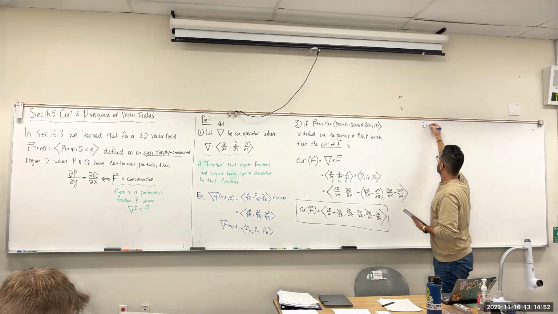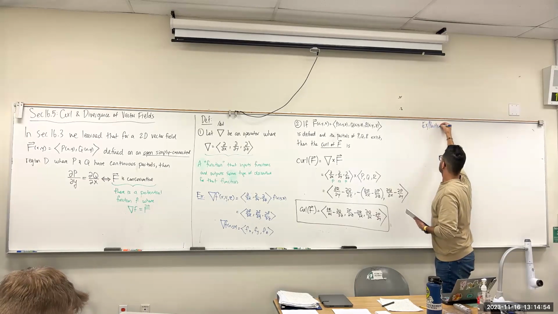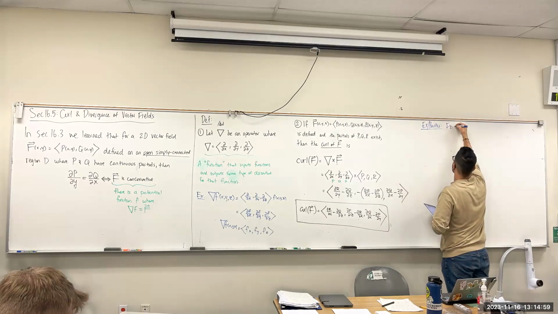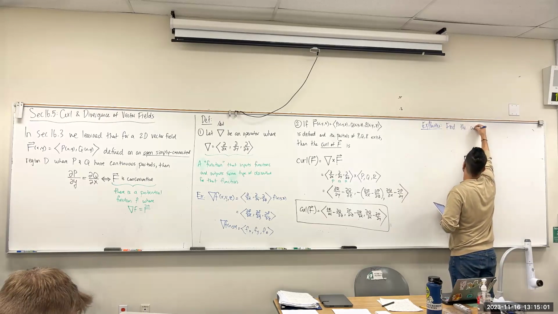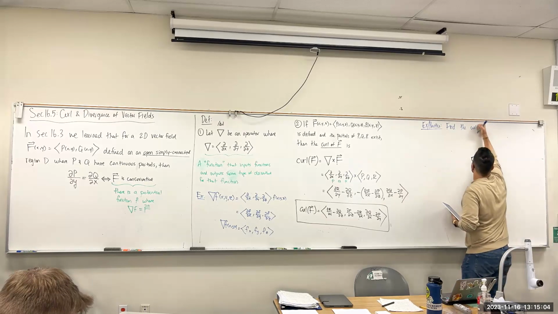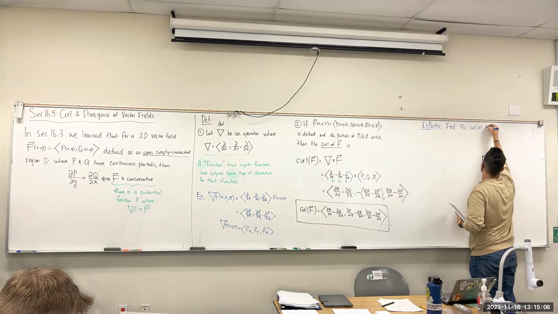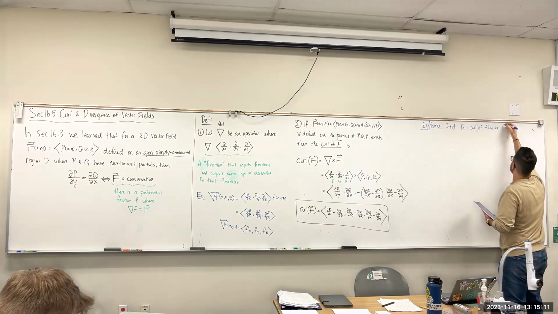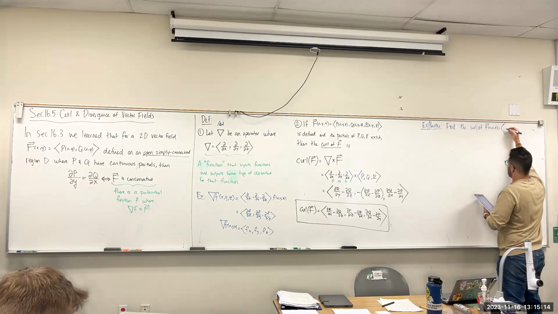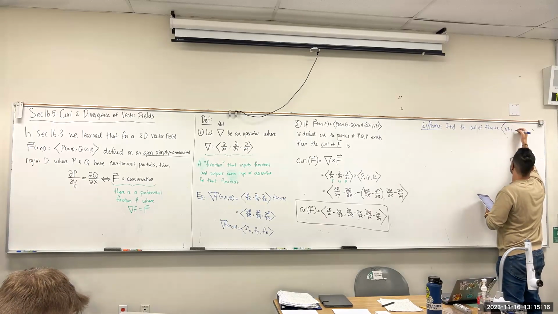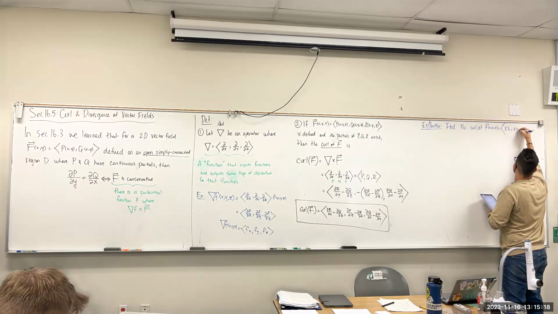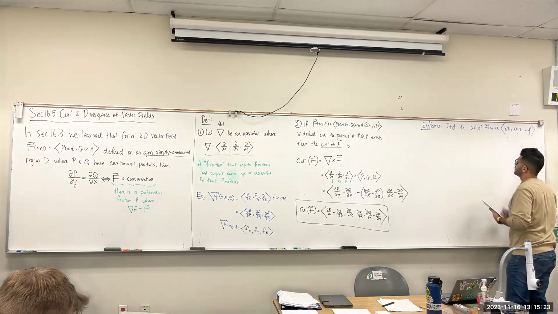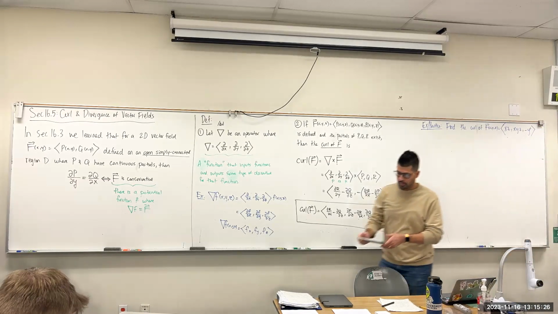Let me have you guys practice this. I'll call it example/practice. Just practice doing this here. So find the curl of the vector field xz, xyz, and then minus y squared. So practice doing that real quick.